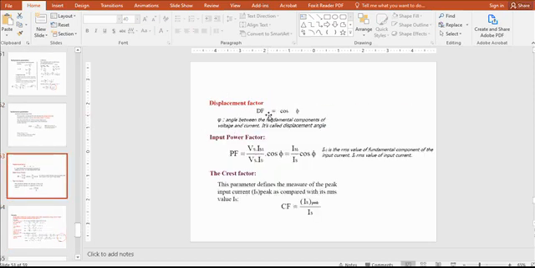Now this is the displacement factor. We already discussed that in the power factor section in the first lecture in class, that displacement factor is cos of phi, and power factor is VS IS1 cos of phi over VS IS, true power over total power. So here by dividing, voltage will cancel out. We will get IS1 over IS into cos of phi. IS1 is the RMS value of the fundamental component of the input current, and IS is the total current. And the crest factor will be ISP over IS. This parameter defines the measure of the peak input current as compared with its RMS value, the crest factor CF.